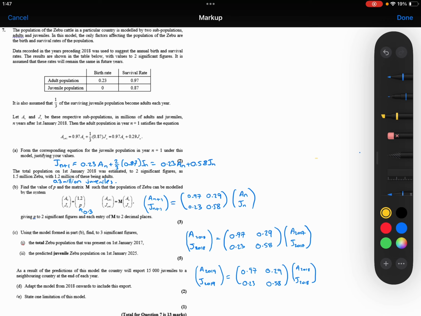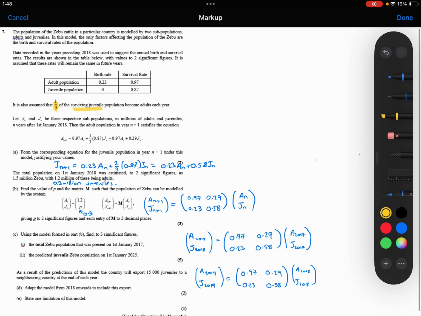So this table is showing that 23% of the adults are giving birth. It shows that 97% of the adults are surviving. It's showing that 0% of the juveniles are giving birth. And it's showing that 87% of the juveniles are surviving. We are then told that 1/3 of the surviving juvenile population grow up and become adults each year, which would mean that 2/3 of the surviving juvenile population don't become adults and therefore stay as juveniles.